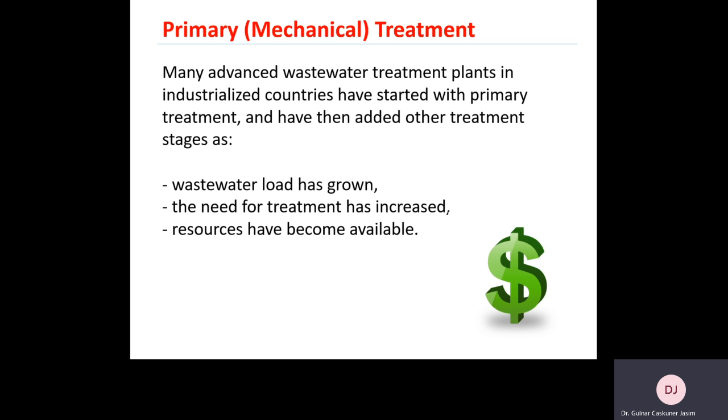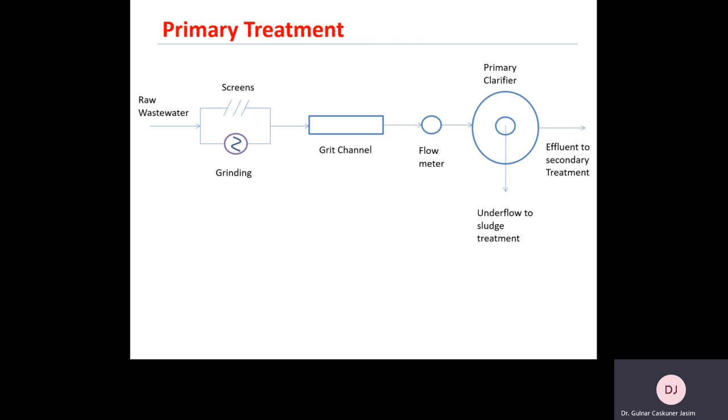Many advanced wastewater treatment plants in industrialized countries started with primary treatment initially, but later they added other treatment stages because the amount of wastewater has grown, the need for treatment has increased, and resources became available. You can see some of the stages here as part of primary treatment: screens, grit channels, then the primary clarifier.